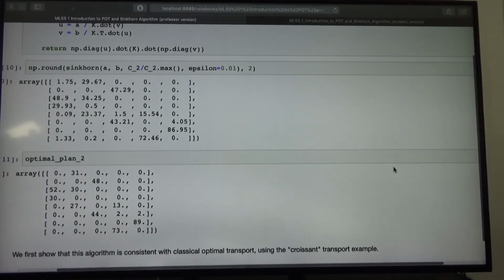But we see here that with an epsilon of the size 0.01, the transportation matrix that we get is comparable to the optimal one that we computed using a linear programming software solver, right? Okay, it's not 0, it's 1.75, but that's not too far. It's not 31, it's 29.67, but okay, that's good enough, right? For machine learning, for data science, it's good enough.